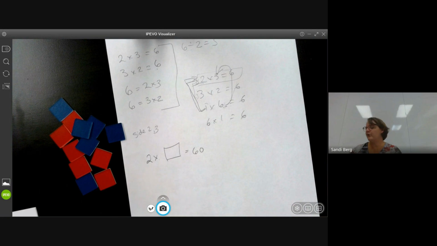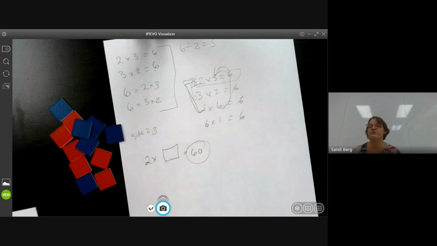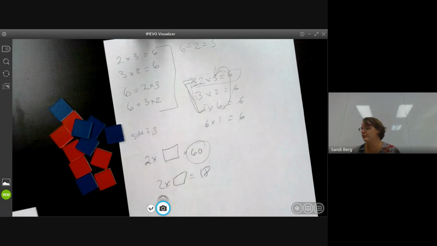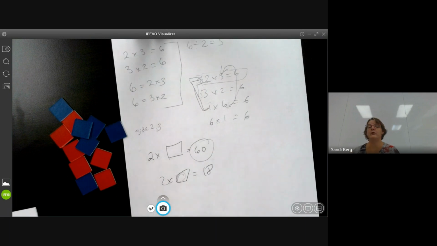start fiddling with it. And you might not start with 60 because it's a really big number. You might go to a number you just haven't done yet. So 2 by something is 18. Because you haven't built 18 tiles. What do you think this one's going to be? What do you think the other side length is going to be? How will you figure that out?